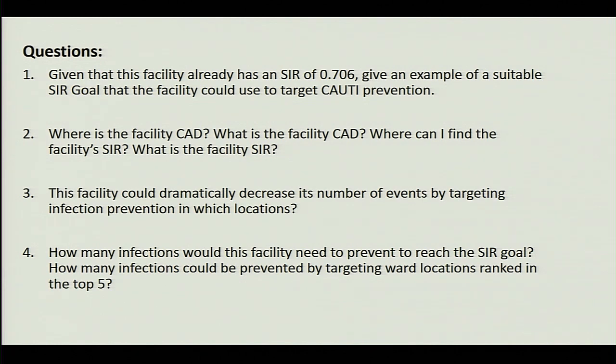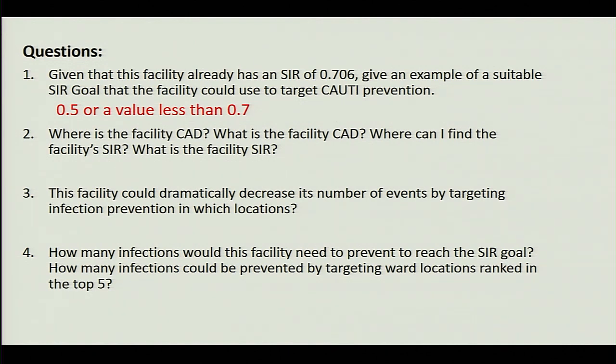All right. So given that this facility already has an SIR of 0.706, they could pick 0.5 or a value less than 0.7. That could be 0.25 or 0.3, 0.4, whatever, as long as it's already less than their given SIR.